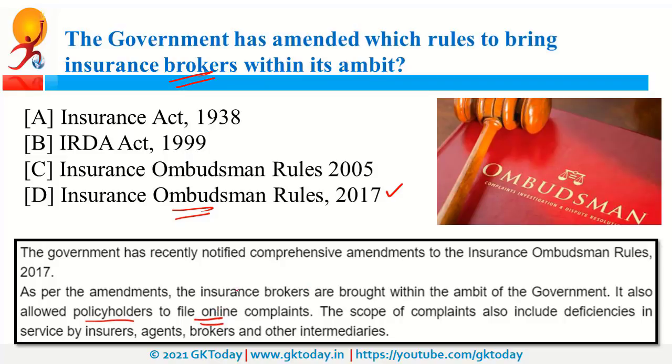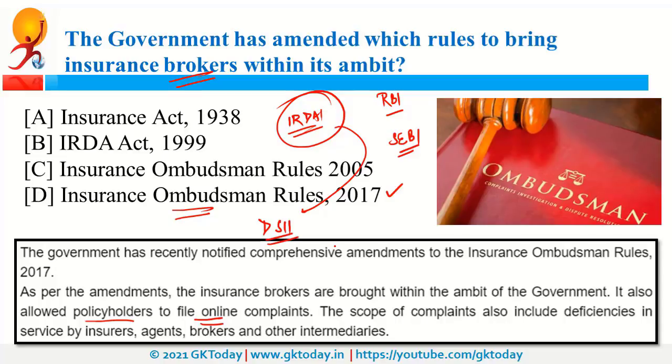For the insurance sector, we have IRDAI. This is the regulator of the insurance sector. Like for the banking sector, we have RBI. For the stock market, we have SEBI. So what is the full form of IRDAI? It is Insurance Regulatory and Development Authority. Recently, this was also in the news because of DSII, that is Domestic Systemically Important Insurers. So answer in the comment box which companies were given the status of DSII by IRDAI.